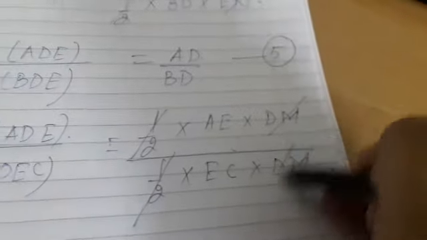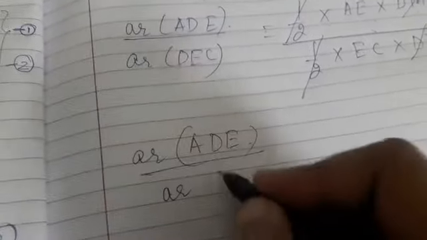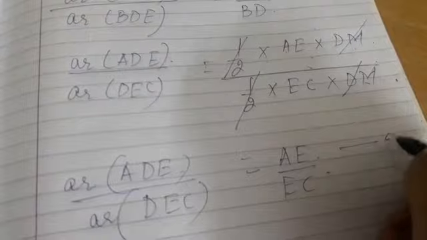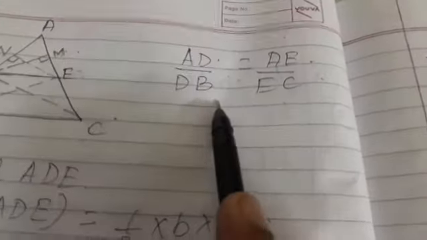Now let us cancel half here and DM will cancel. So therefore I will get area of ADE upon area of triangle DEC is equal to AE upon EC. Okay, 5, now 6. Now how will we prove that this part AD upon BD is equal to AE upon EC? This is what we had to prove. Now how will we prove that these parts are equal?